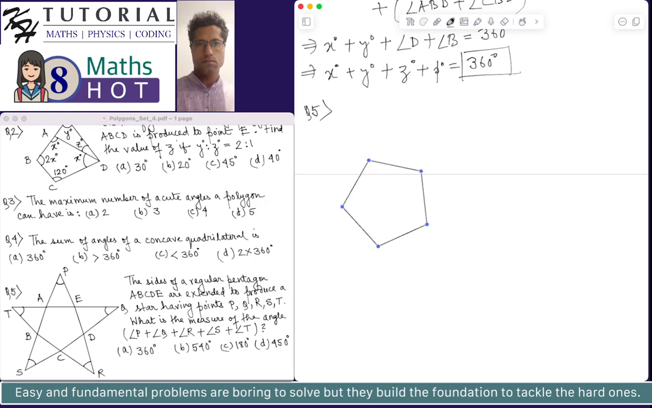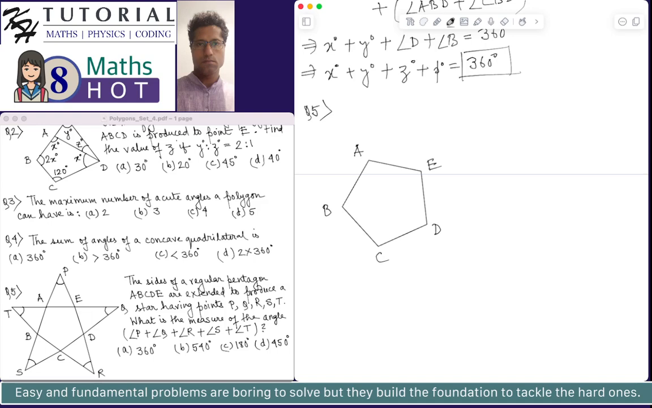Okay, so this is a regular pentagon, and let's say the pentagon is A, B, C, D, and E. So this is the given regular pentagon. That is, all the interior angles are equal and also the sides are equal, having 5 sides.